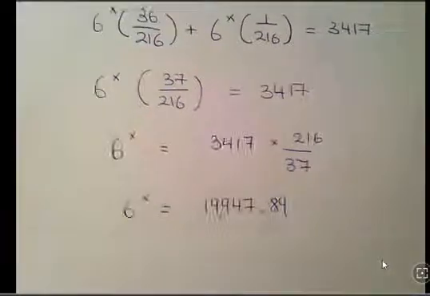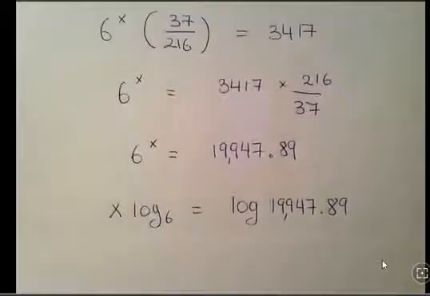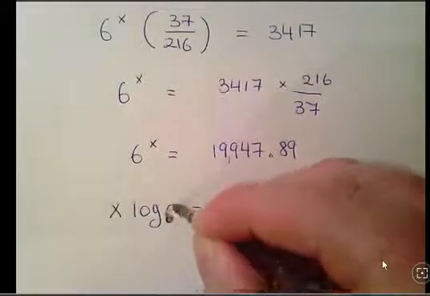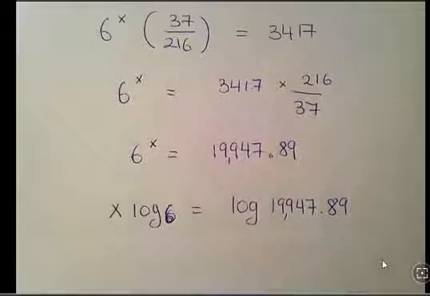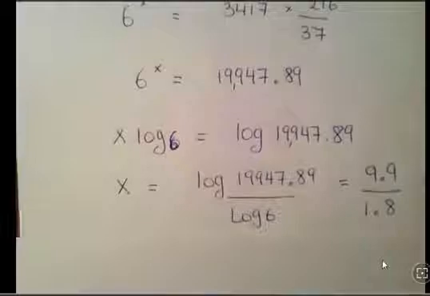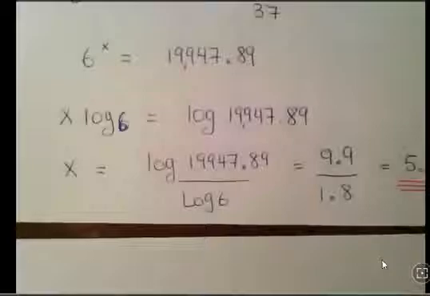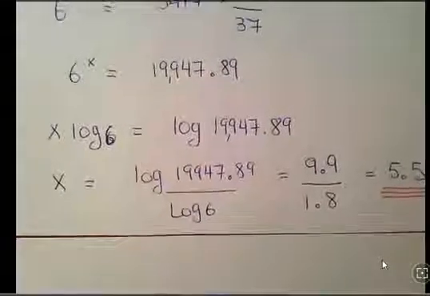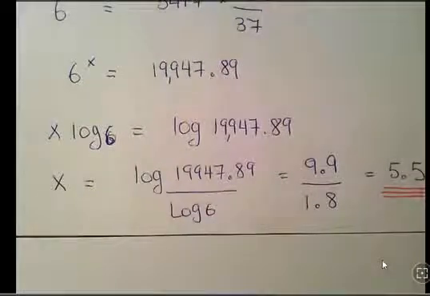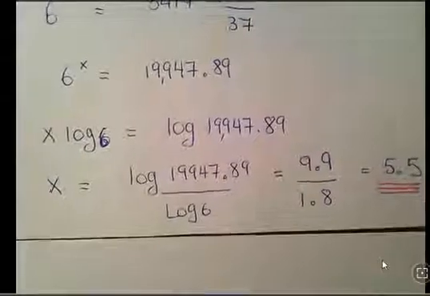19,947.89. So x times log of 6 equals the log of 19,947.89. To be clear, that's log of 6, not the base 6. So what I'm going to do is divide it out: calculate the logs and divide them. So we get 9.9 divided by 1.8, and that is equal to 5.5.